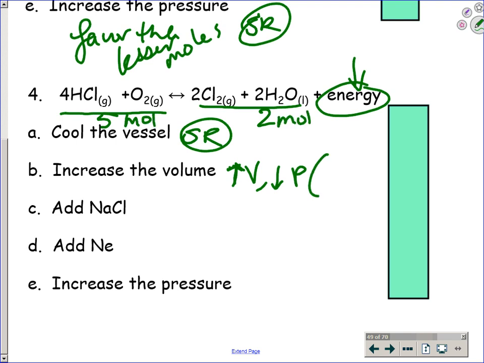Low pressure basically means too few collisions. So if you want to find a way to increase collisions, which way do we go? Left. We want to go opposite the 5 mole side, which would go more collisions.